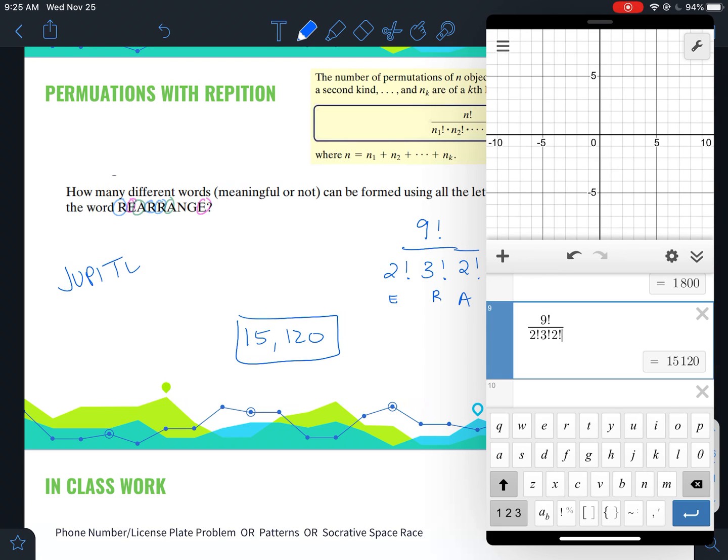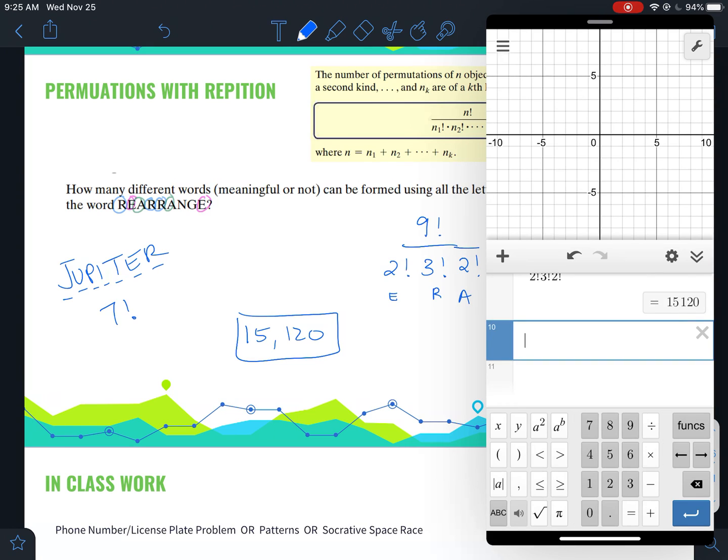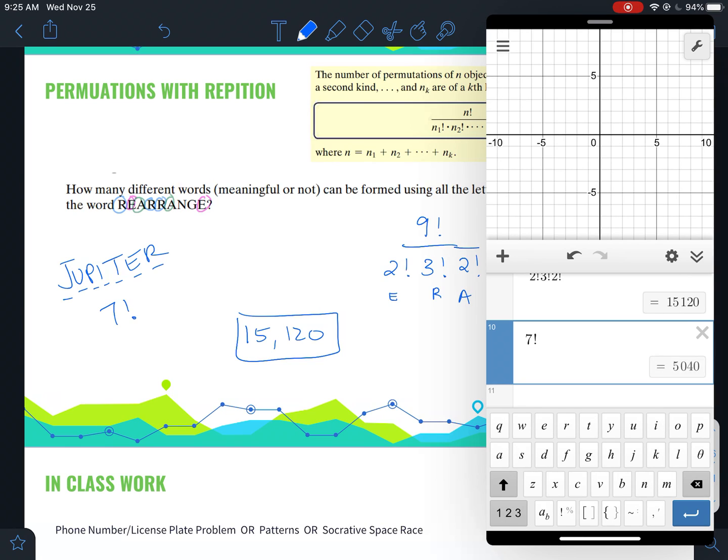In the warm-up, we did the word Jupiter. Notice Jupiter doesn't have any repeats. So how many different ways could you rearrange the letters in the word Jupiter? 1, 2, 3, 4, 5, 6, 7. It would be 7 factorial. So hopefully we didn't spend a whole lot of time trying to think of all those. It would have 5,040 different ways of rearranging the letters in the word Jupiter.